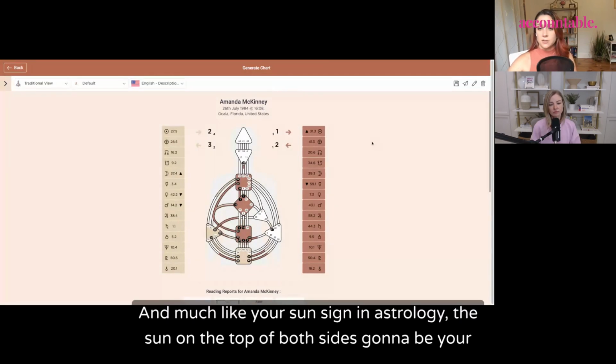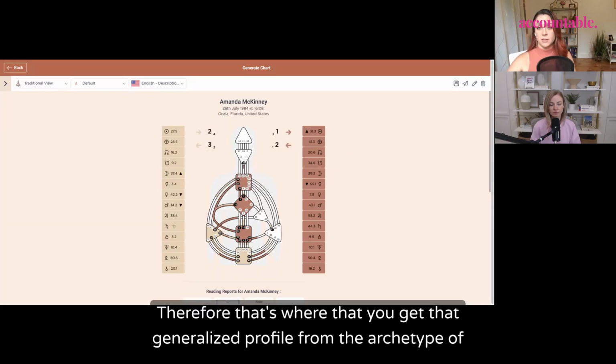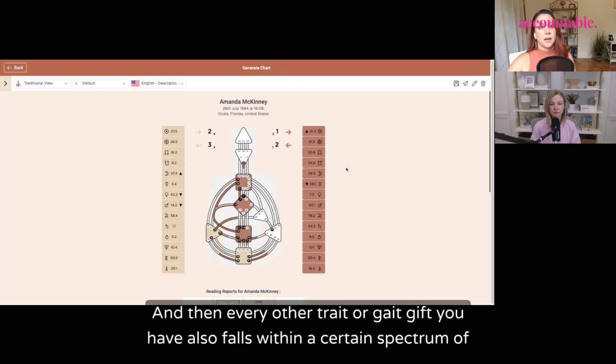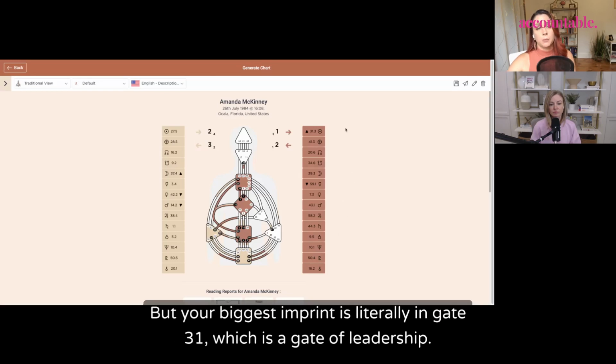And much like your sun sign in astrology, the sun on the top of both sides is going to be your largest imprint. Therefore, that's where you get that generalized profile from, the archetype of your personality. And then every other trait or gate gift you have also falls within a certain spectrum of a profile line, adding more nuance to the way that you show that energetic trait. But your biggest imprint is literally in gate 31, which is a gate of leadership.